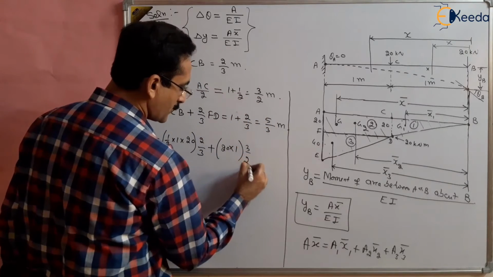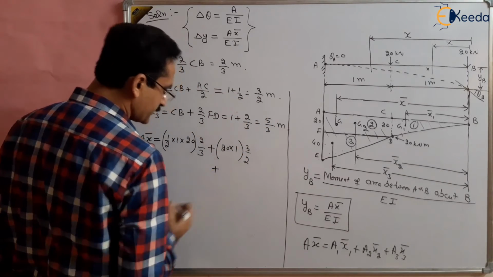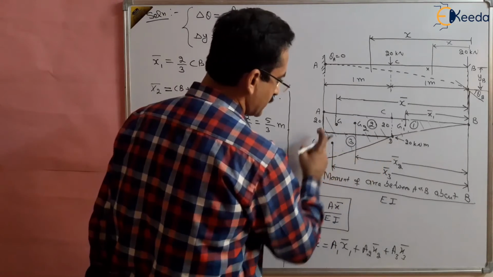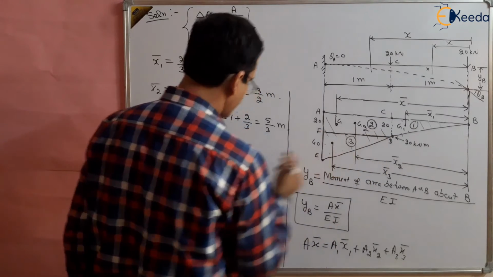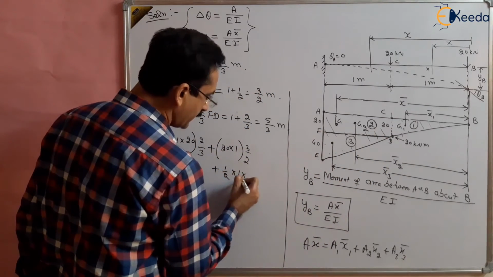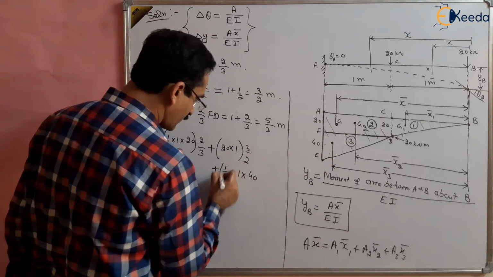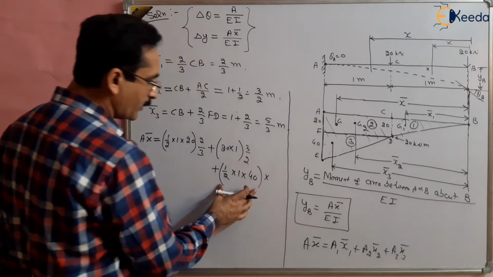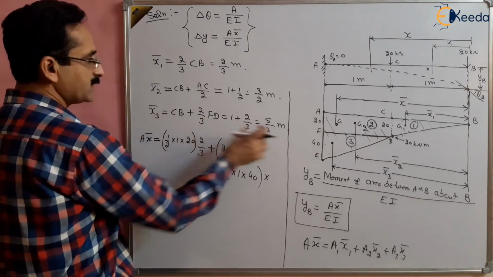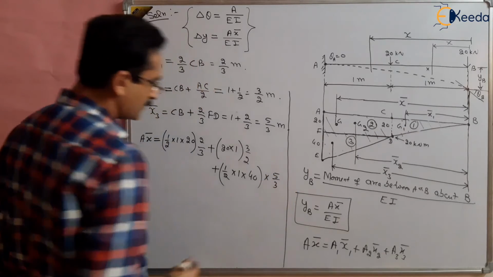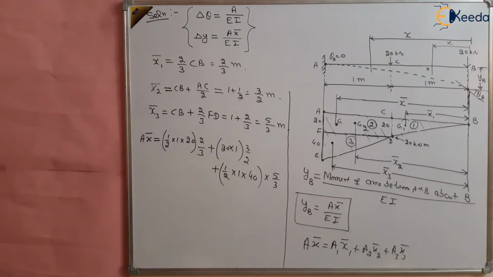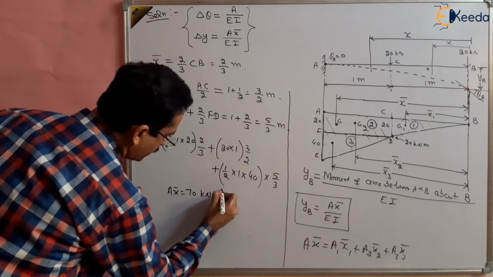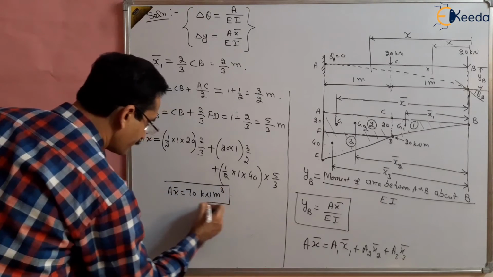This is 3 by 2, plus the third area, half into base into height, where the base is 1 meter and the height is 40. We have already used this A3 separately, multiplied by its moment arm about the free end, x3 bar, that is 5 by 3. Solving it, you will get A x bar as 70 kilonewton meter cube.